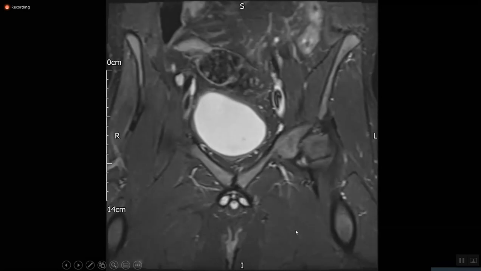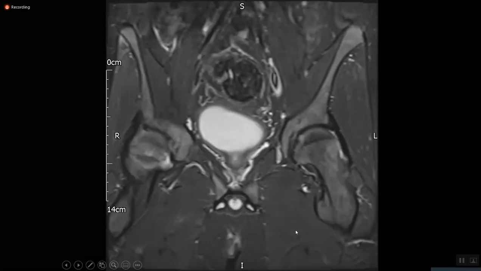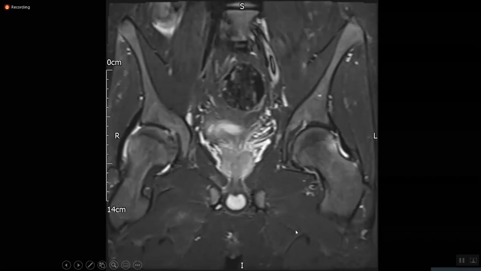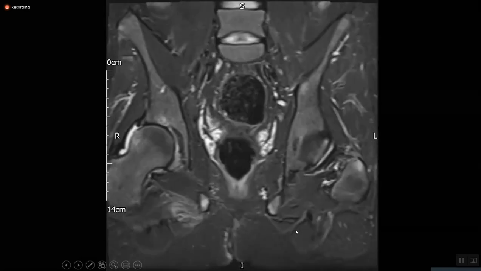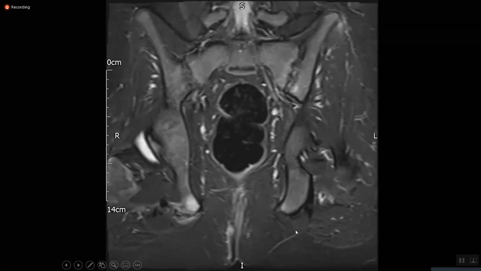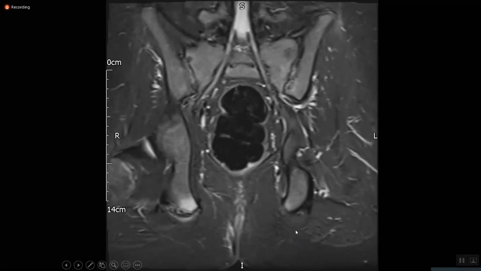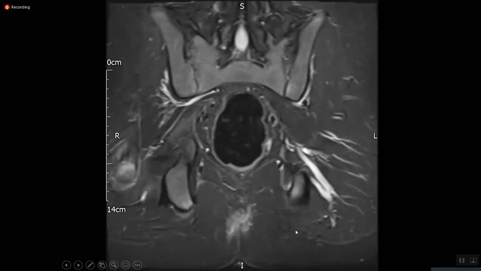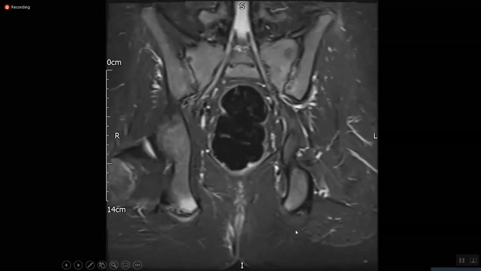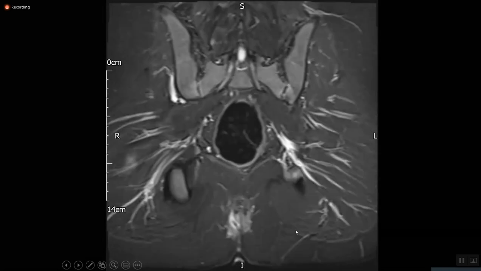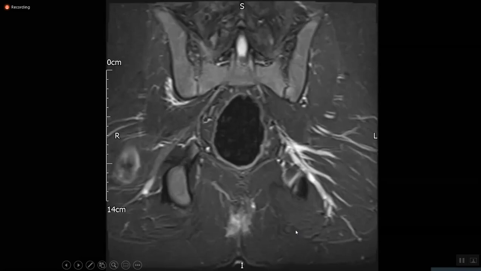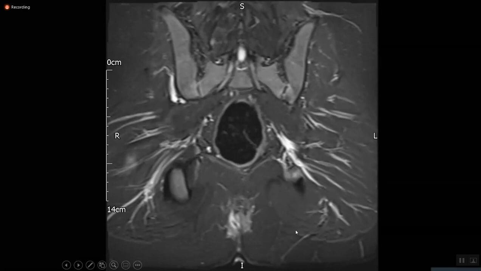So this is a fluid sensitive sequence in the coronal plane. And again, I can see bilateral signal change within the sacroiliac joints. It appears to affect the left sacroiliac joint more than the right, and it appears to affect both the sacral aspect and the iliac aspect of the joints. There's also an impression of some irregularity to the sacroiliac joint space.